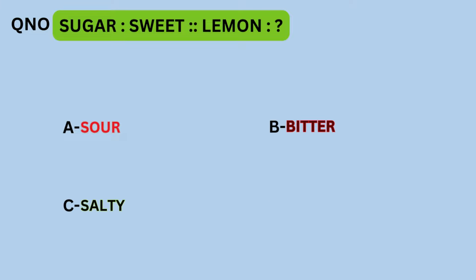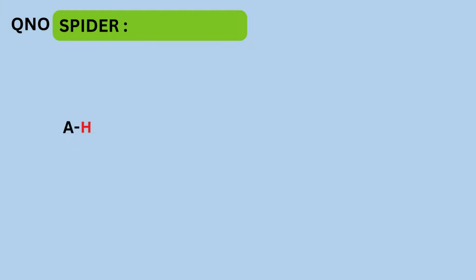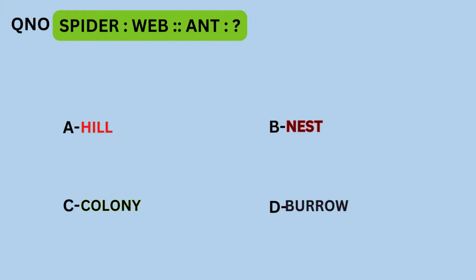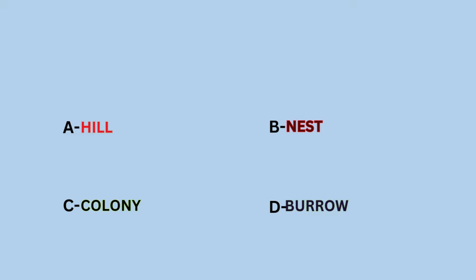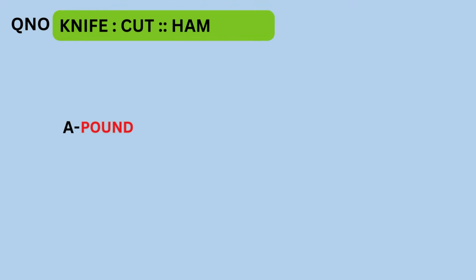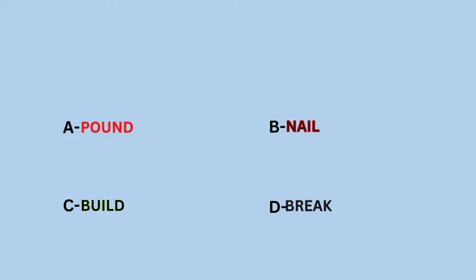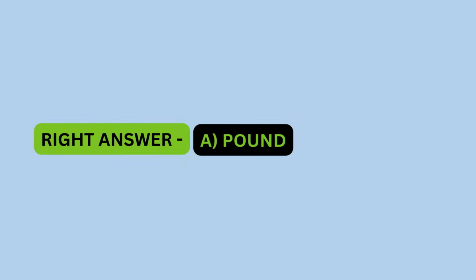Is it A. sour, B. bitter, C. salty, or D. spicy? The correct answer is A. sour. Question 9. Spider is to web as ant is to. Is it A. hill, B. nest, C. colony, or D. burrow? The correct answer is B. nest. Question 10. Knife is to cut as hammer is to. Is it A. pound, B. nail, C. build, or D. break? The correct answer is A. pound.